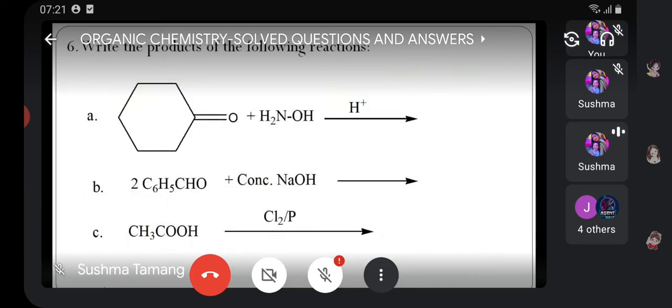Now next question is this one. Write down the products. You should be able to write them. Very simple reactions. Okay. Now this is your hydroxylamine.